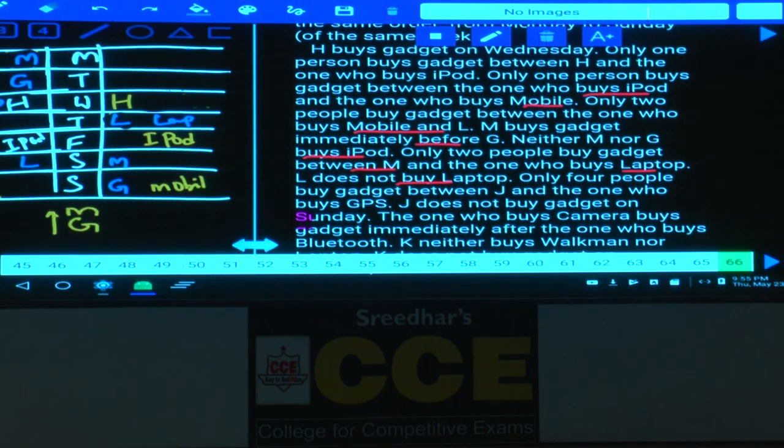If M and G are here, only two people between M and the one who buys laptop, M is here. And two people between M and the laptop, H must be laptop. Done with this? Only two people between M and laptop. Now similarly here also only two people between M and laptop, the one who buys laptop must be at this place. Then only four people buy the gadget between J and the one who buys GPS. J and GPS we must have exactly one. J does not buy a gadget on Sunday.